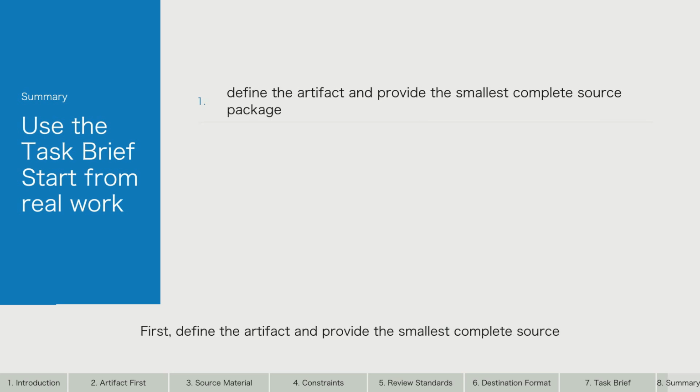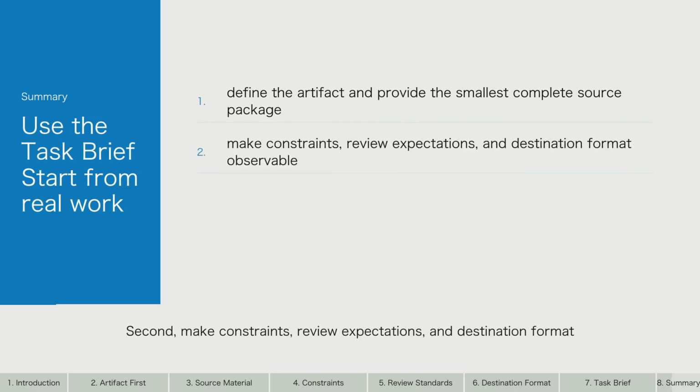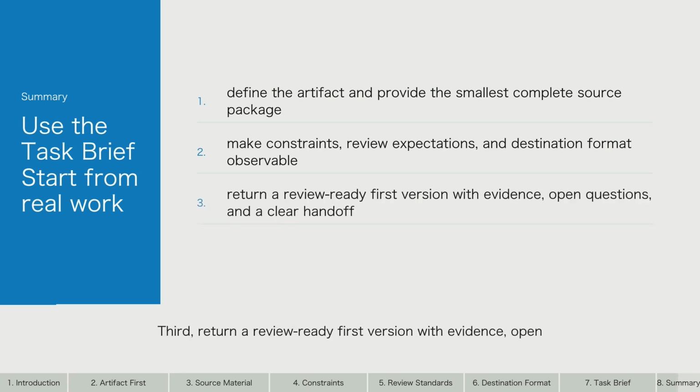First, define the artifact and provide the smallest complete source package. Second, make constraints, review expectations, and destination format observable. Third, return a review-ready first version with evidence, open questions, and a clear handoff. Use the agent task brief on your next assignment. If the artifact, sources, constraints, review, format, or handoff is vague, repair that field before giving the agent more tools or authority.